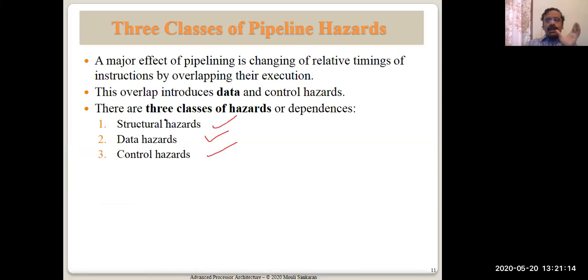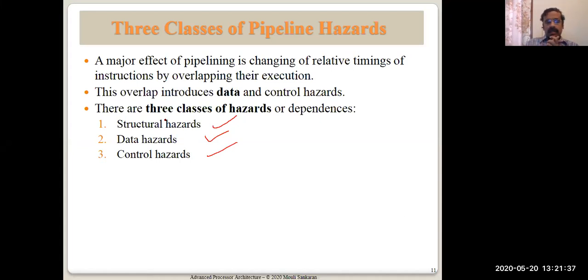One is structural hazard. Structural hazard means it is something to do with the hardware module in the CPU. Some module is not available. It is busy with something else because of some other execution instruction. So it's a structural hazard, something to do with the hardware module.